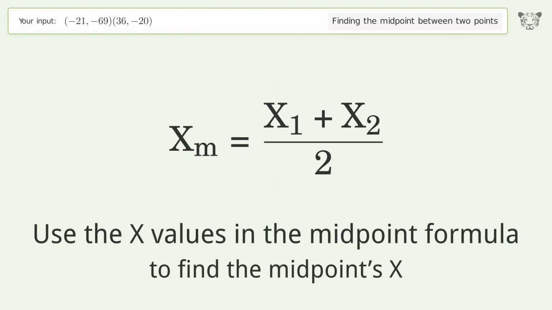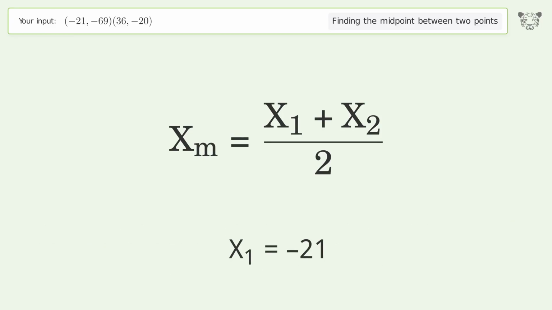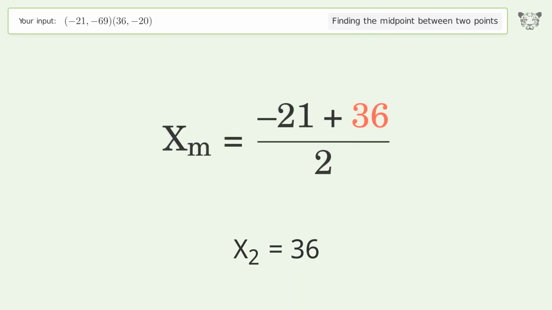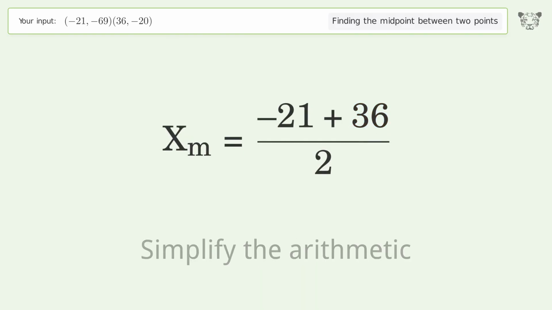Use the x values in the midpoint formula to find the midpoint's x. x1 equals negative 21. x2 equals 36. Simplify the arithmetic.